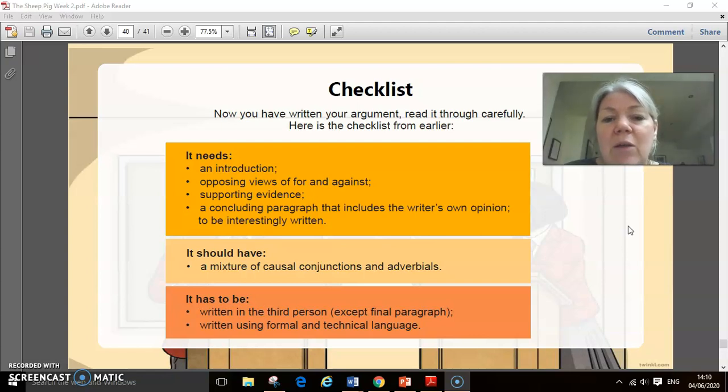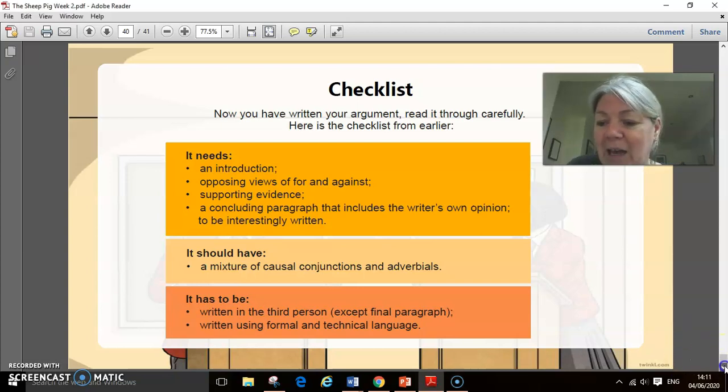We're going to have a little checklist. So we need that introduction, we need that paragraph for for and against with supporting evidence and a conclusion. Hopefully we've got in there some conjunctions and a mixture of causal ones and adverbials. It's written in the third person, except for that final paragraph where you give your own opinion, and it's written in a formal voice, so none of those contractions in there, with some nice technical expert style language and debate language. Yes, if you've done all that, you've done a fantastic job.